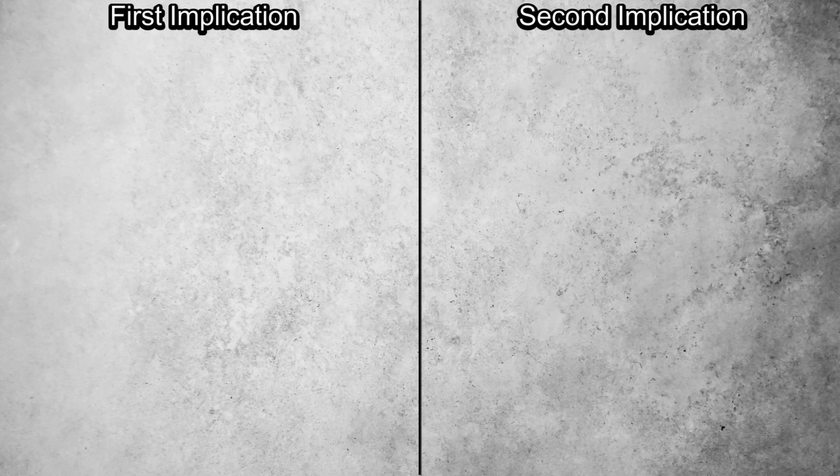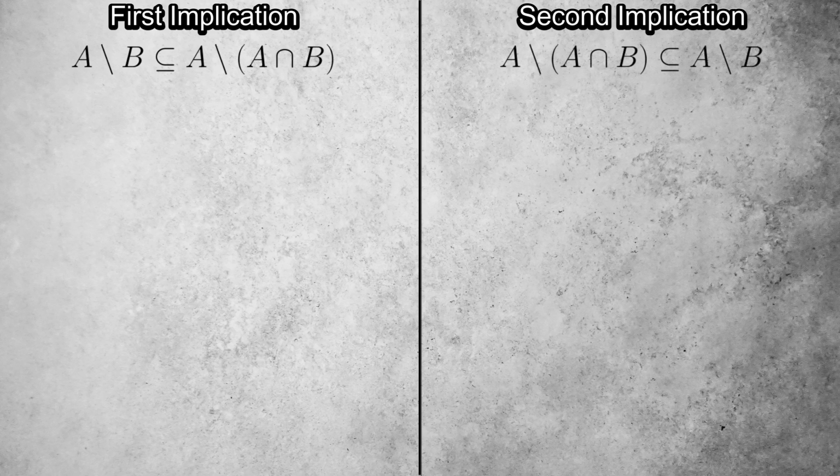Alright, so we will prove the following identity: that the difference between A and B is equal to the difference between A and A intersection B. To prove this, we need to show that the difference between A and B is contained in the difference between A and A intersection B, and as well that the difference between A and A intersection B is contained in the difference between A and B. Let's start by showing the first inclusion.